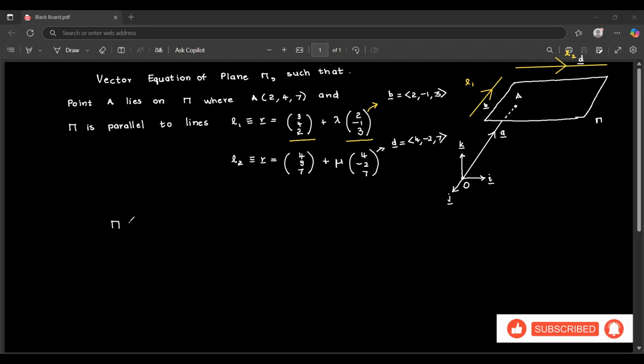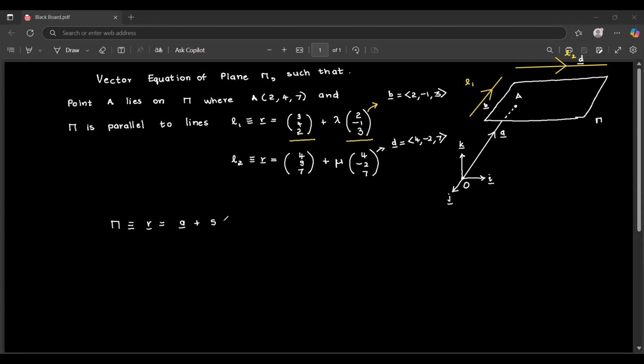So pi can be given as r = a + sb + td. If you want to make this clearer, you can write this down as r = ⟨2, 4, 7⟩ + s... Yeah, s is a parametric value. It can be any real number. And t is also a parametric value, which can be any value.